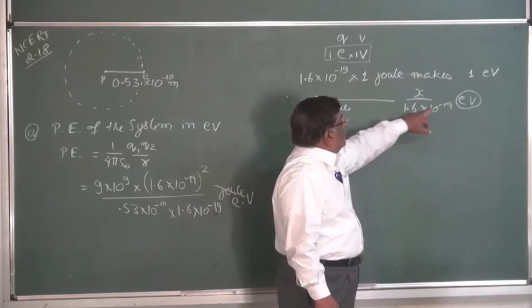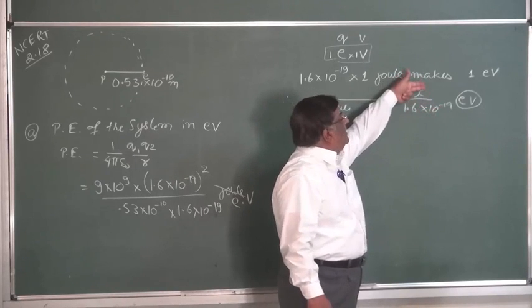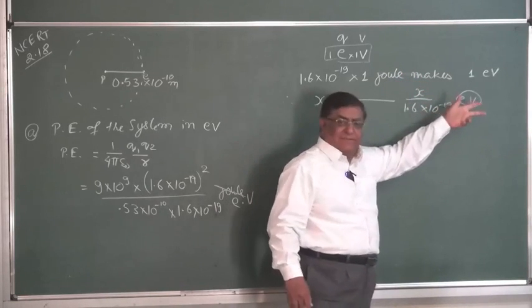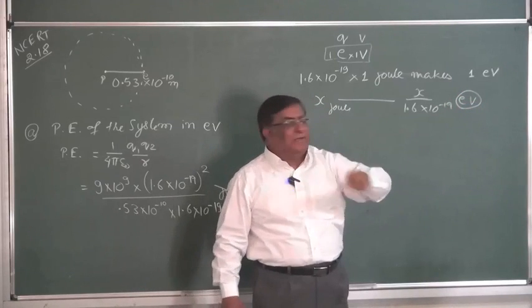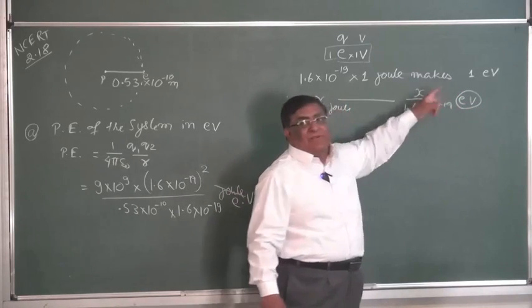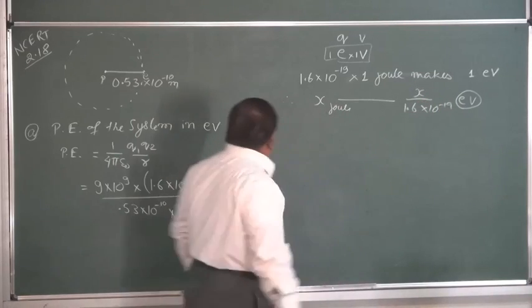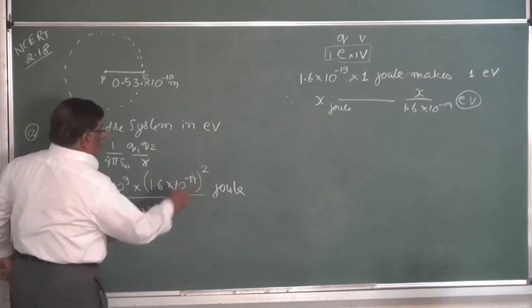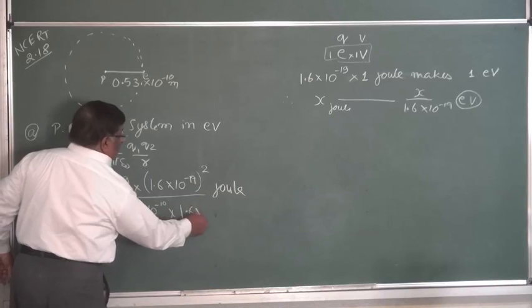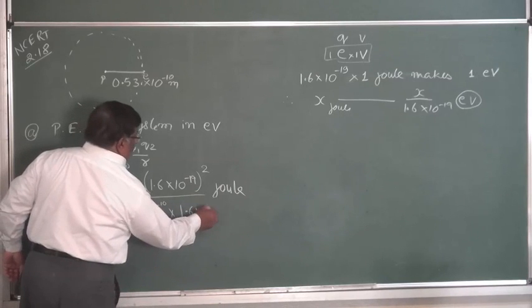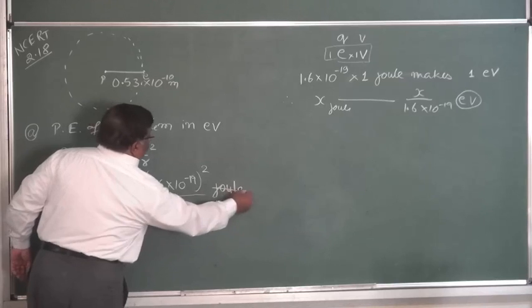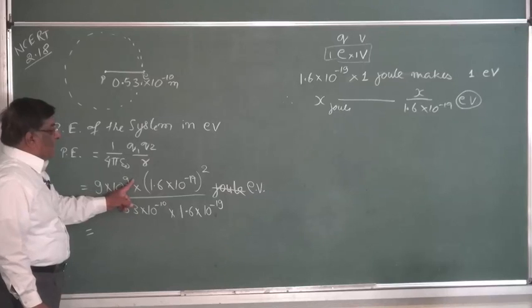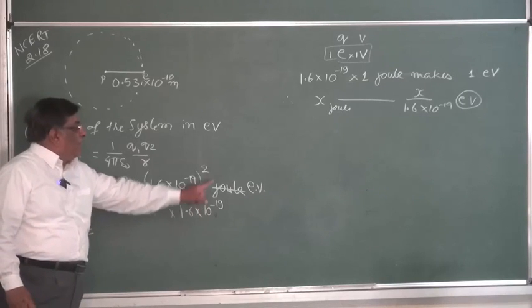Now in the next step this minus 19 will come up and become plus 19. That means a very large number of EV, yes, because EV is a very small unit. 10 to the power 19 EV is equal to 1 joule. Correct? So this was in joule. To convert it into EV, we divide this with 1.6 into 10 to the power minus 19, and now we can write it in EV. Any joule quantity of energy divided by this will convert it into EV.